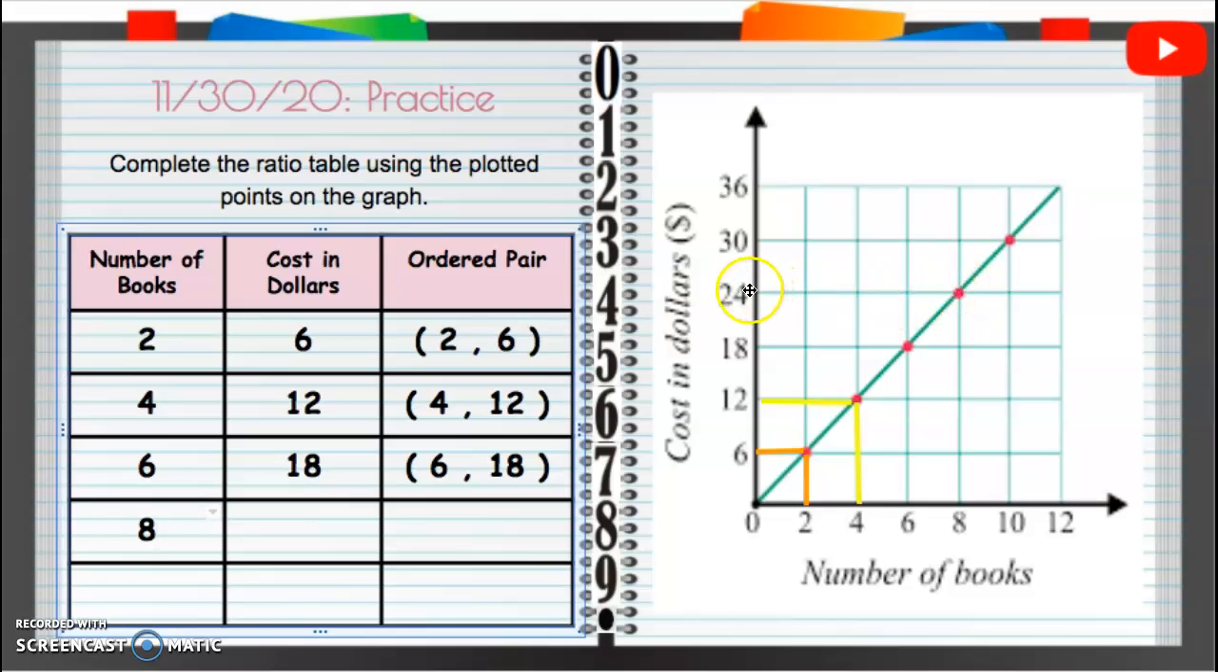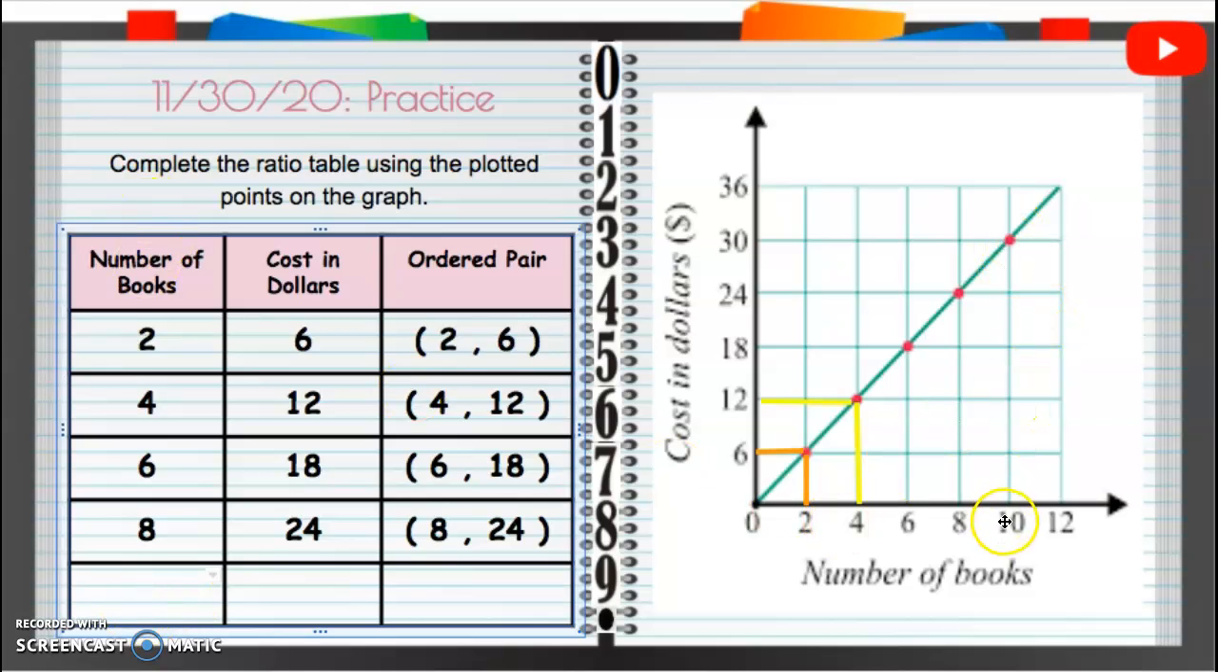And then $24. So if you take a look at this, what are we multiplying by? How do I get from 2 to 6? Well, times 3. Is 4 times 3 12? Yeah. Is 6 times 3 18? Yeah. Is 8 times 3 24? Yeah. So guess how much it is for 1 book? $3, because that's what we're multiplying by. All right, so our ordered pair is going to be 8 and 24.